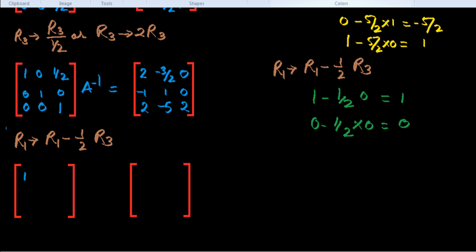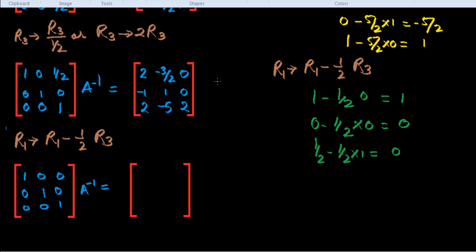No change here. Now it is 1 by 2, minus 1 by 2 and R3 is 1. So you get here 0. There are no changes in the other two rows, R2 and R3. It would be the same: 0, 1, 0, 0, 0, 1.